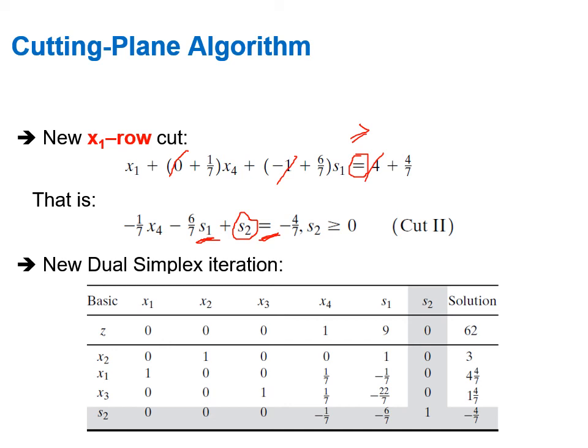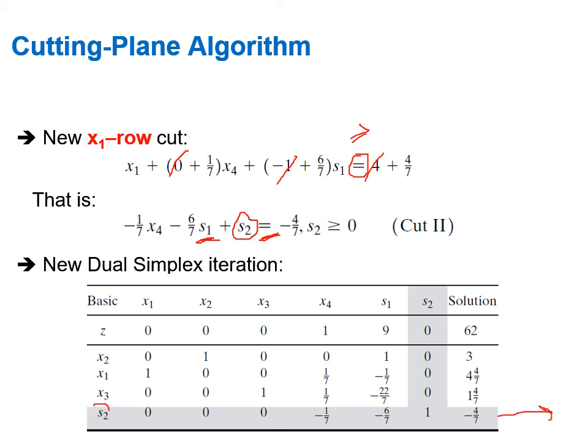Okay, so now we need to re-optimize this. You see the right hand side is negative. It means that this tableau is not optimal anymore. So we need to make dual simplex iterations. First thing is to decide on the leaving variable, and the leaving variable is the variable with the most negative right hand side, which is this one.